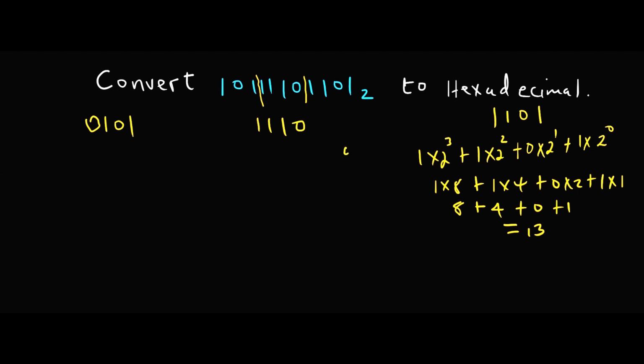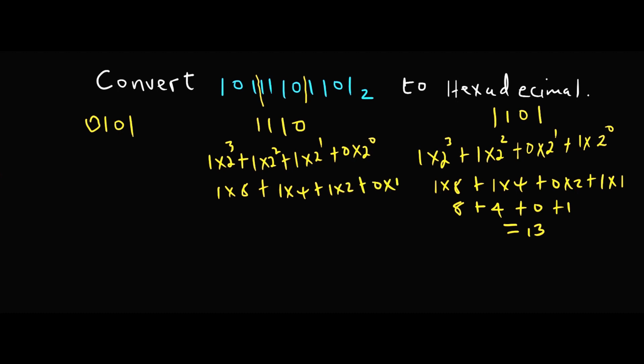Then this one, we also do the same. So we're going to have 0 times 2 raised to power 0 plus 1 times 2 raised to power 1 plus 1 times 2 raised to power 2 plus 1 times 2 raised to power 3. That is 1 times 8 plus 1 times 4 plus 1 times 2 plus 0 times 1. That is 8 plus 4 plus 2 plus 0, which is just equal to 14.